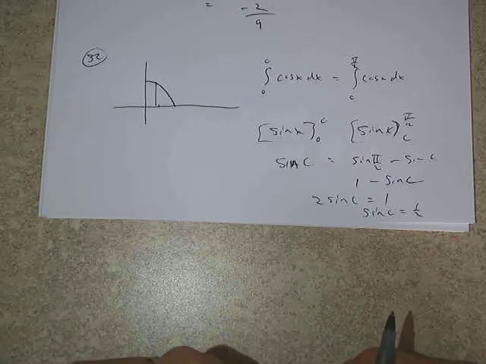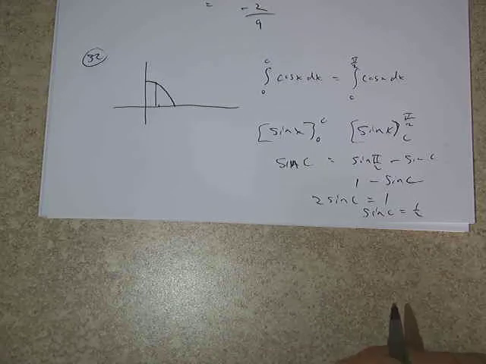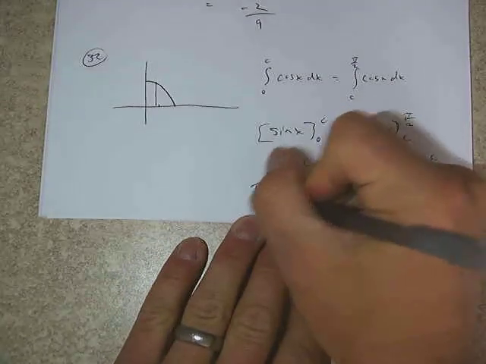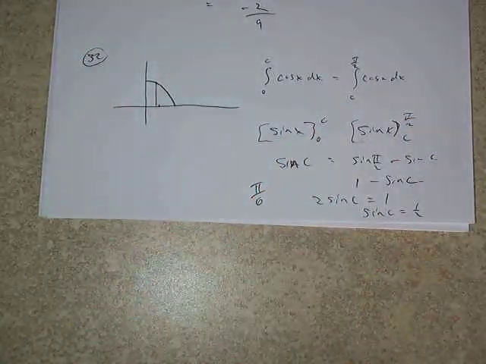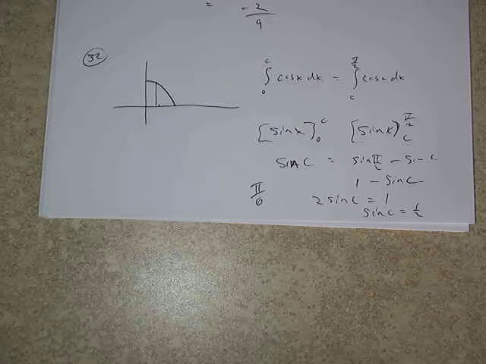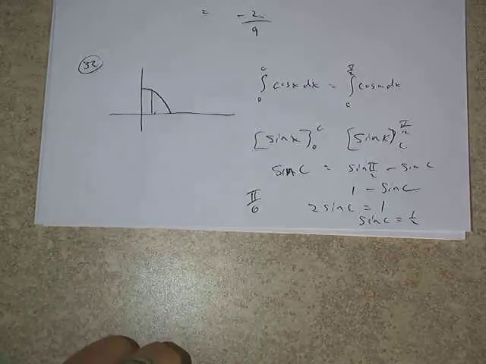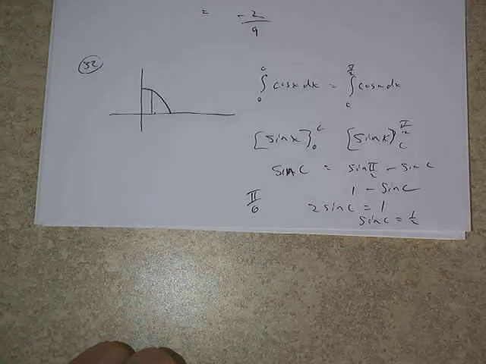Ultimately trying to get our c by itself. We're trying to solve for c here. So the key question is, when does the sine equal a half? Pi over 6. And is it surprising that it's less than pi over 4? We expected it to be less than pi over 4 just based on sheer area. Okay. So, how we do it? Questions on any part of that one?